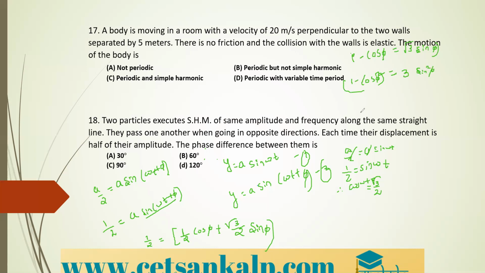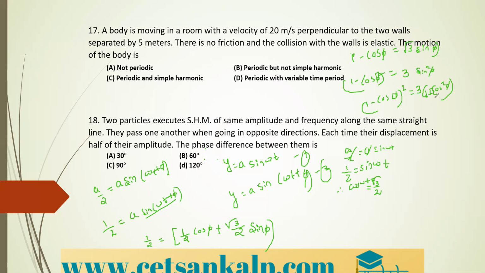Correct? That is nothing but 1 minus cos pi whole square is equal to 3 sine square pi. What is sine square pi? According to the trigonometric identity, sine square pi can be written as 1 minus cos square pi.